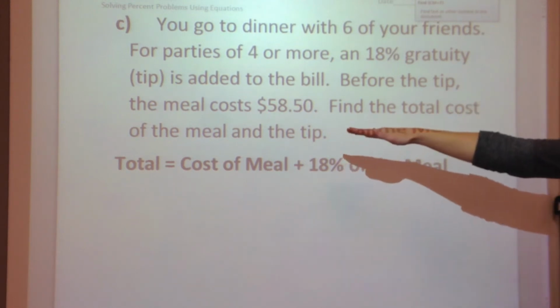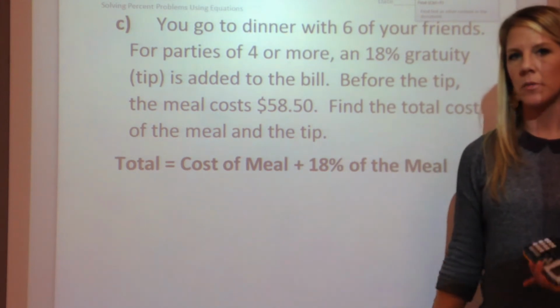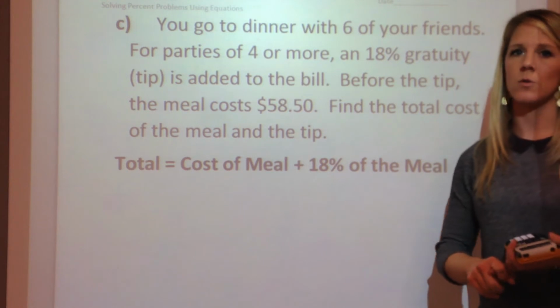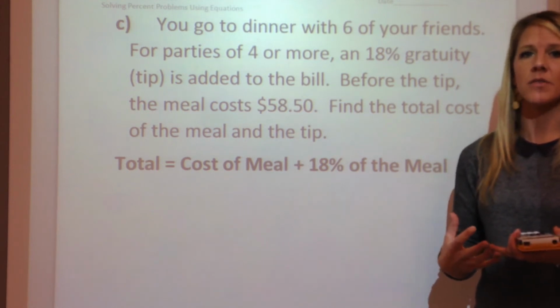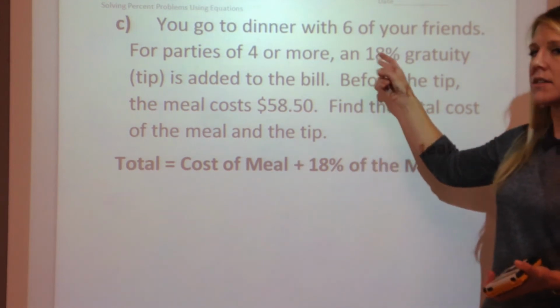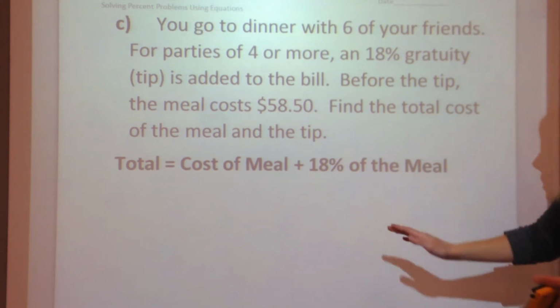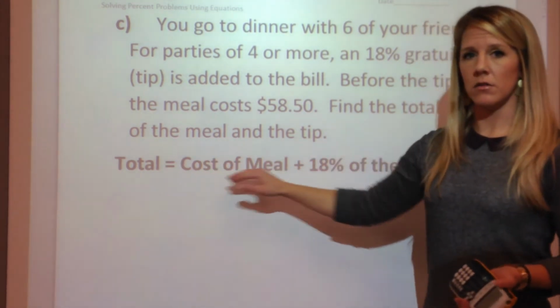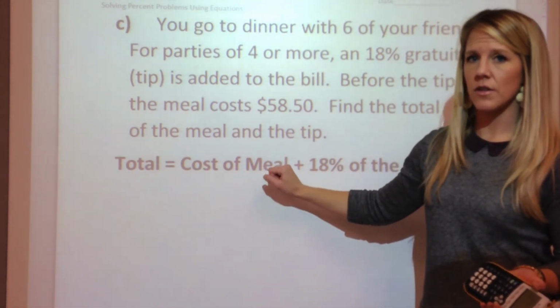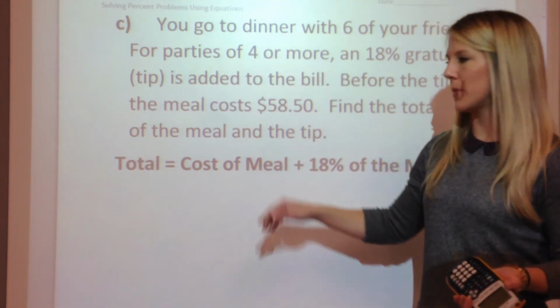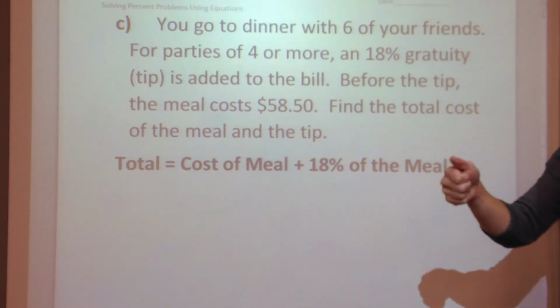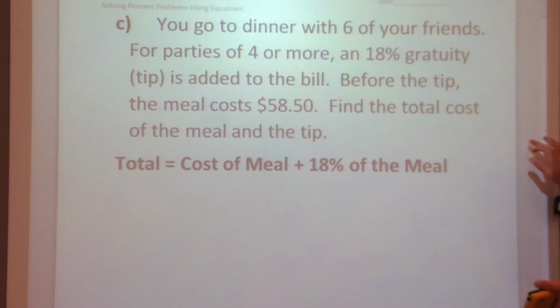So we need the total cost of the meal. That means we need to know how much we spent on the meal, and then how much we added as far as the tip goes. We don't know what the tip is until we figure out 18% of the total meal. So the way we can set this up, the total is going to be the cost of the meal, but we have to add on the 18% of that meal. So plus 18% of the meal, and that'll give me my total cost. So the meal plus the tip, basically.